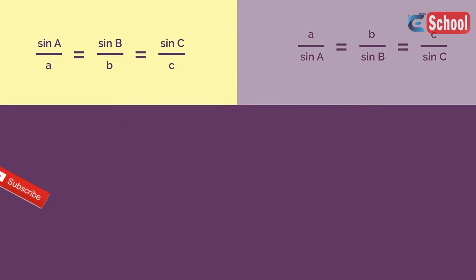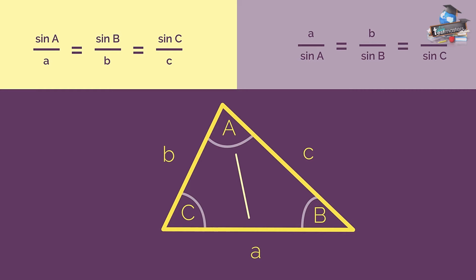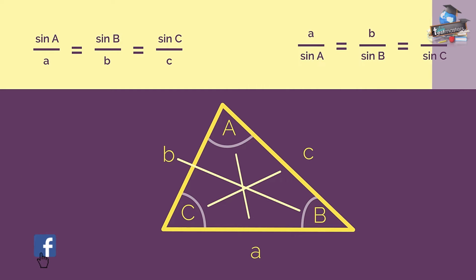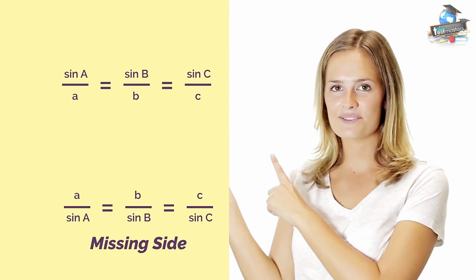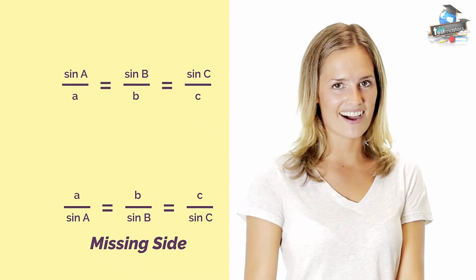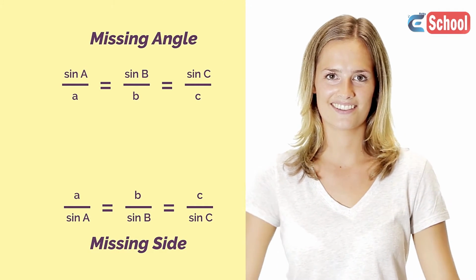The little a, b and c represent the sides, and the capital A, B and C are the angles. Notice how angle A is opposite side a, angle B is opposite side b, and angle C is opposite side c. This is really important. The formula is written in two different ways because this way is best for finding missing sides and this way is best for finding missing angles. So let's jump straight in and look at an example.